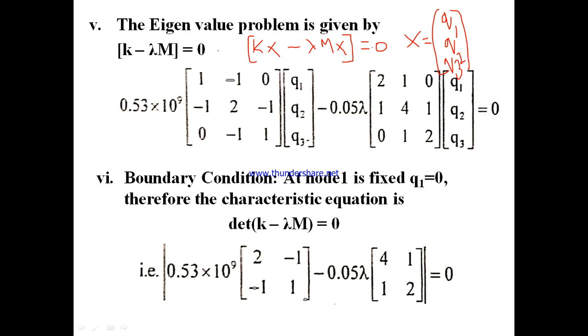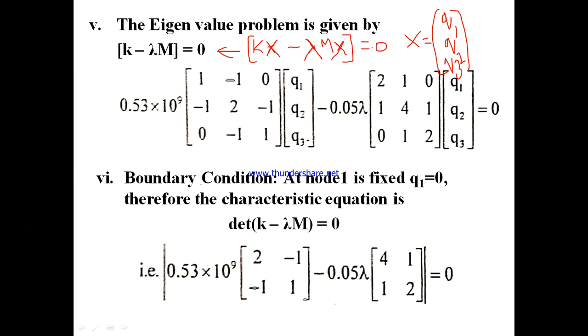So here this equation is kx minus lambda m into x, where x is q1, q2, q3. Fine. Okay. So now I substituted the k value and substituted the m value, where I have the minus is equal to 0.